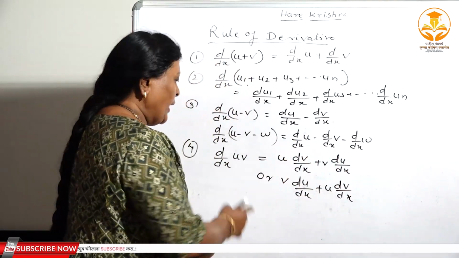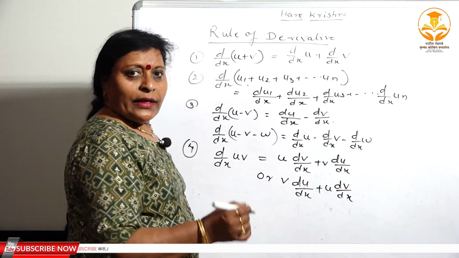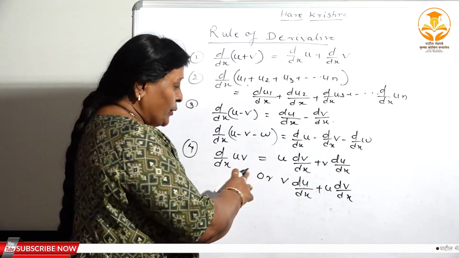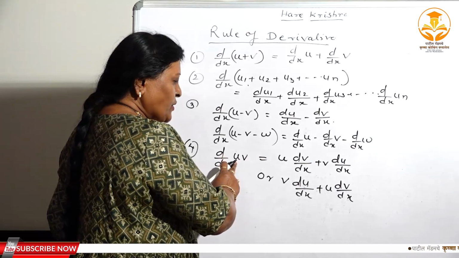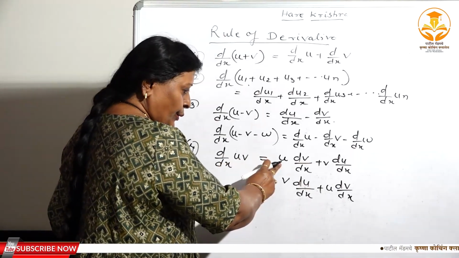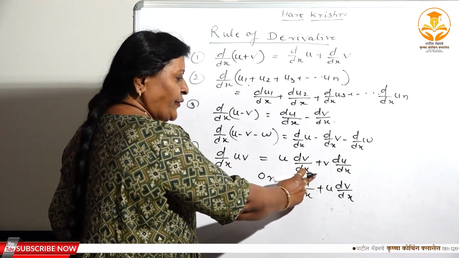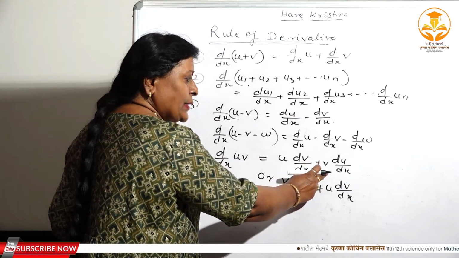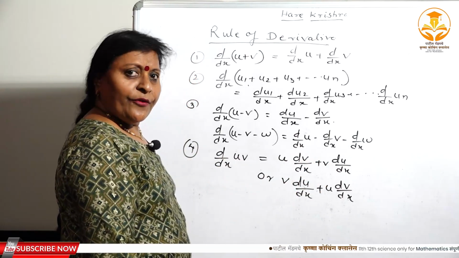कसे लिहू शकता तुम्ही? हे दोन फंक्शन जर ॲड असेल तर इथे काही कंपल्सरी नाही की पहिलीच टर्म आधी घ्यायची नंतरच दुसरी घ्यायची, असं काही नाही. फर्स्ट फंक्शन वन फंक्शन u रिमेन ॲज इट इज, टेक द डेरिव्हेटिव्ह ऑफ अनदर फंक्शन प्लस द अनदर फंक्शन रिमेन ॲज इट इज अँड देन टेक द डेरिव्हेटिव्ह ऑफ द फर्स्ट फंक्शन.